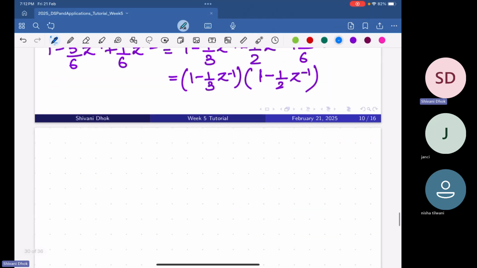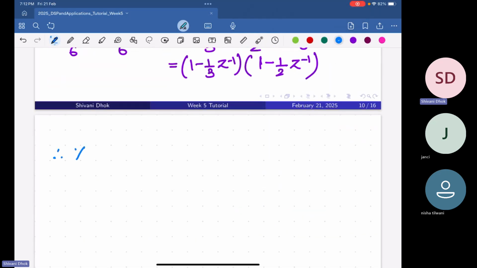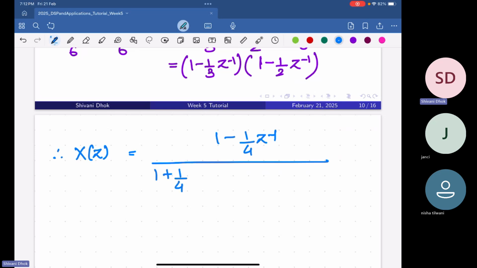So therefore, X of z is equal to 1 minus 1 by 4 z inverse upon 1 plus 1 by 4 z inverse into 1 minus 1 by 3 z inverse into 1 minus 1 by 2 z inverse.